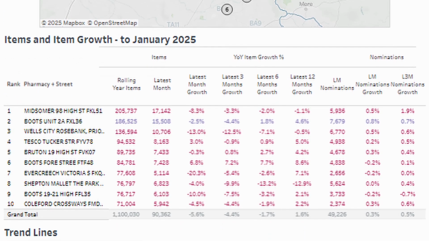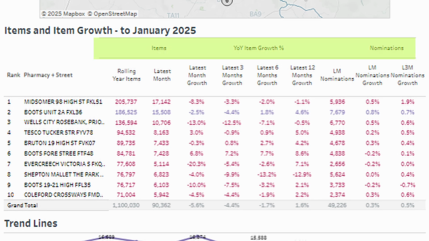Looking at the table, you can compare your own item volume and growth across different timeframes, including the latest month, the last 3 months, 6 months, and 12 months, against your neighbors. Your pharmacy is highlighted for easy reference, and each figure is paired with a percentage change to help you quickly spot whether you're growing faster or slower than those around you.